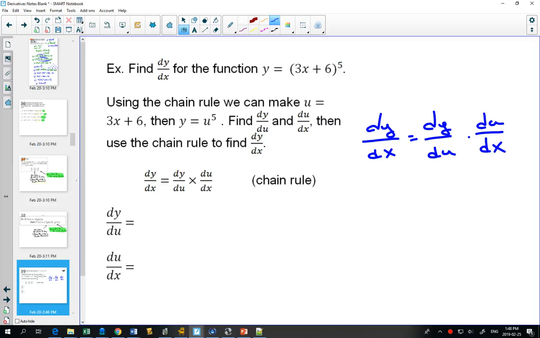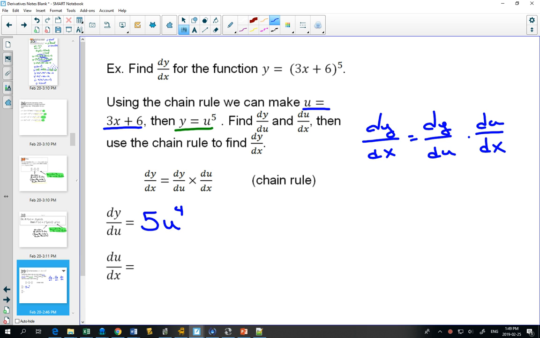So what happens here is we notice the outside function is to the power of 5. So instead we make a substitution. We say that the inside function u is equal to 3x plus 6. And then I could rewrite my equation as y equals u to the 5. Okay? If I have that, then what's dy du? I have y equal to u to the 5. dy du would be 5u to the 4.